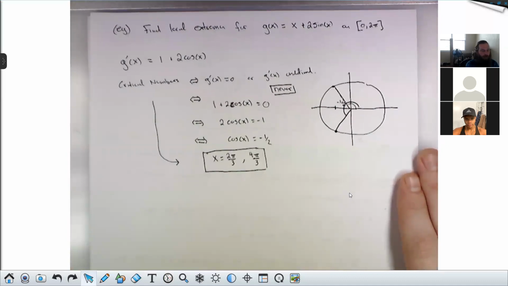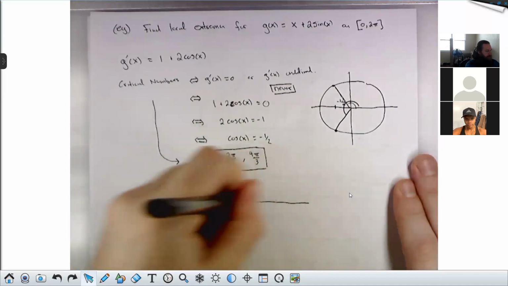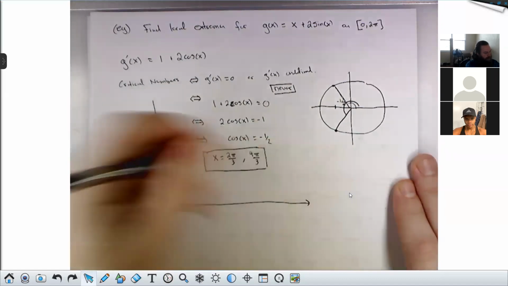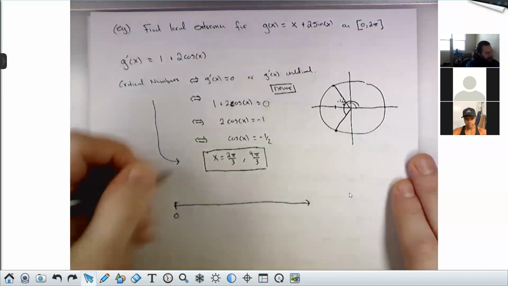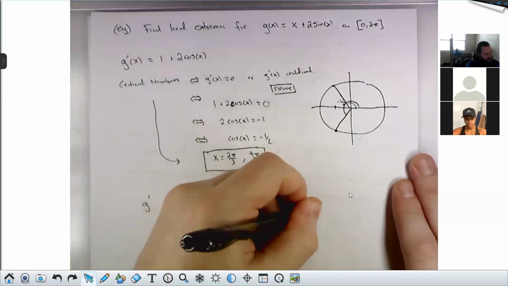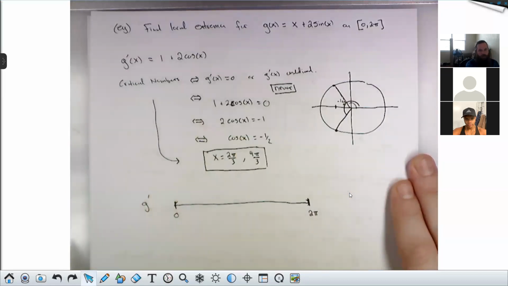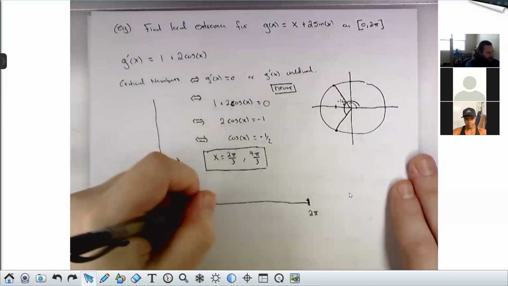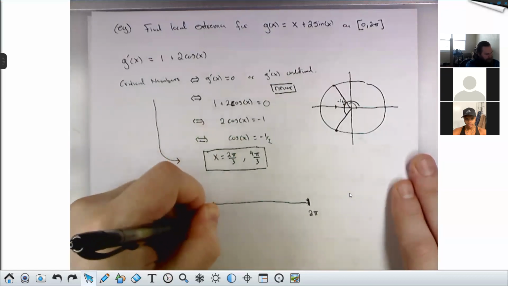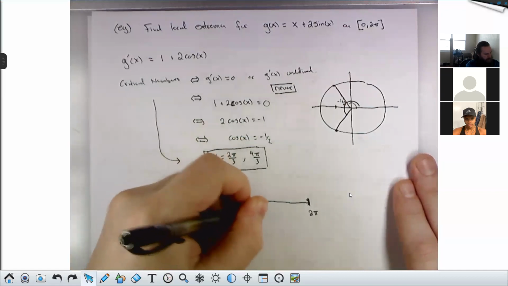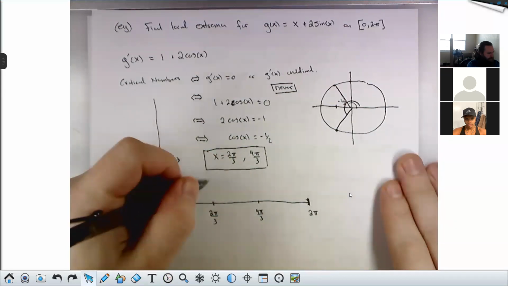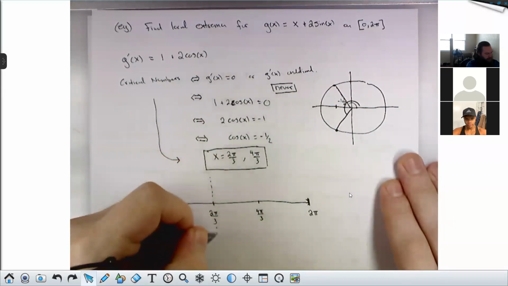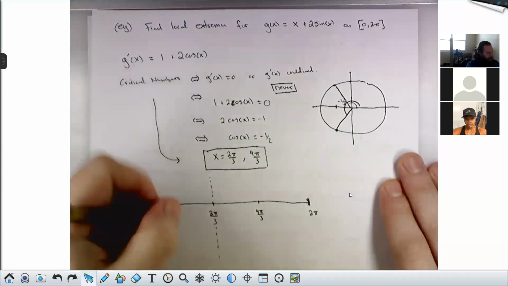So now I need to make a number line for g prime. And on that number line, I'll go ahead and mark this side over here as 0 and this side over here as 2 pi, because again, I don't care about what happens outside that interval. I'll put 2 pi over 3 here, and I'll put 4 pi over 3 here. The spacing doesn't matter, just the order. Between 0 and 2 pi over 3, I could test pi over 2.